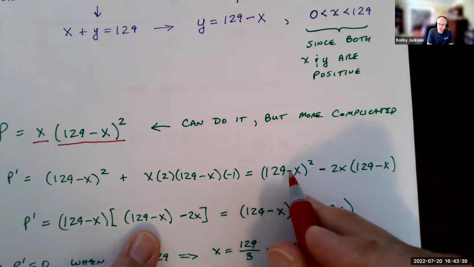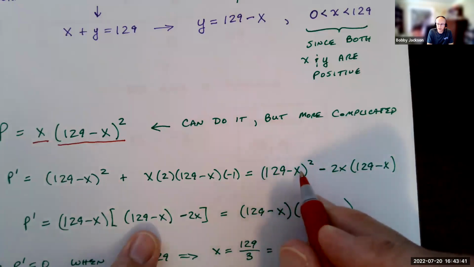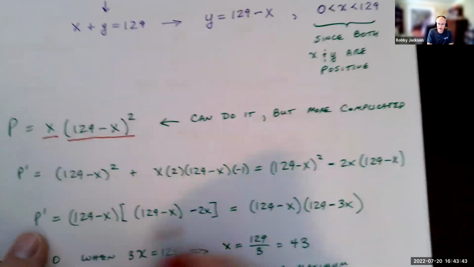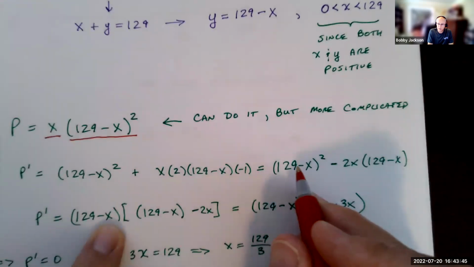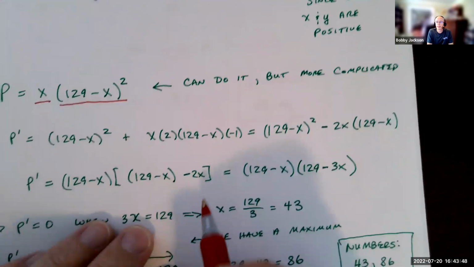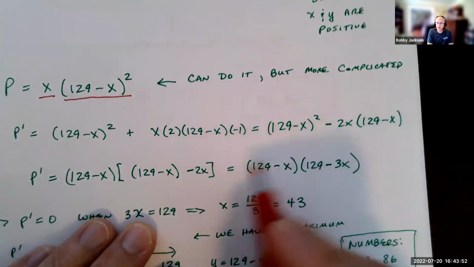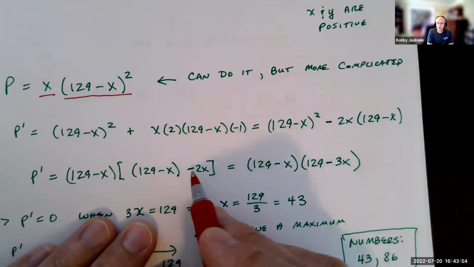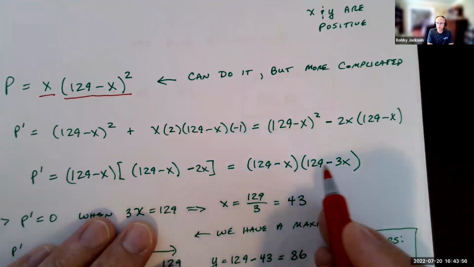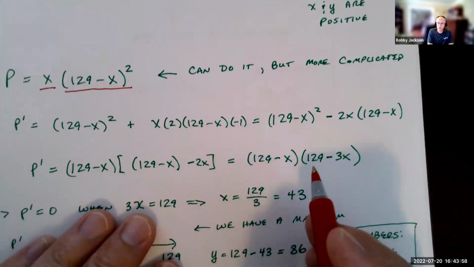And then I can factor. Notice I've got a factor of 129 minus x here. I've got 2 of them and 1 here. So if I factor that out, that leaves me 1 factor of 129 minus x, and then minus what? Since I factored that 129 minus x here, I'm just left with 2x. And then -x minus 2x simplifies down to 129 minus 3x. Okay, so there's my derivative.